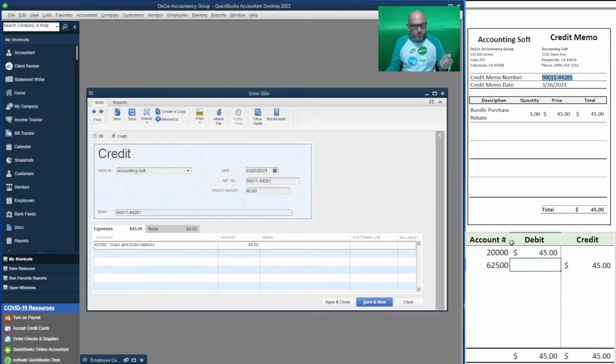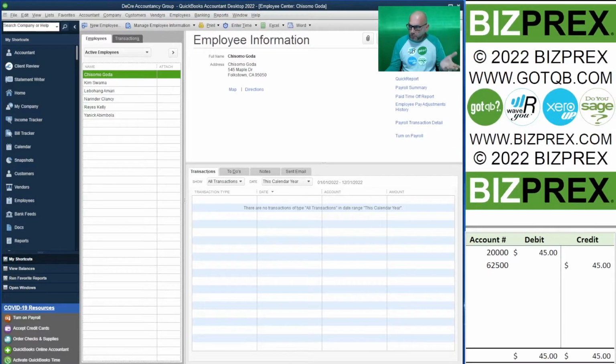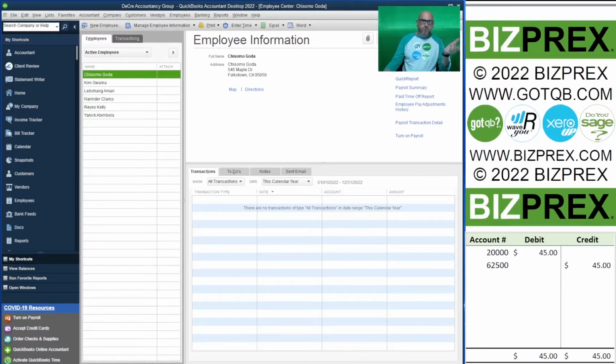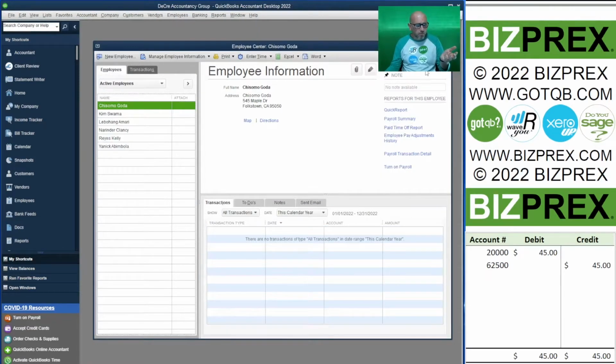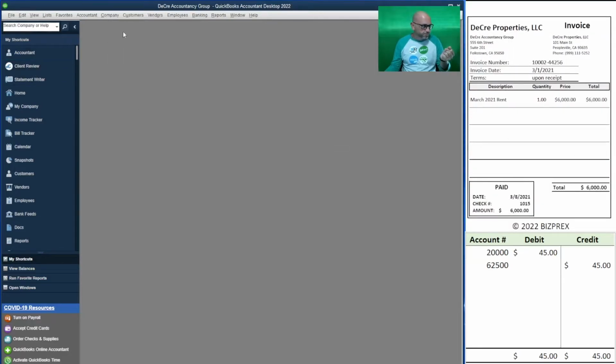What else is happening? Debits reduce liabilities. And that's what we did. This 45 reduces accounts payable. They owe less money. All right. So that's that. Date is correct. Save and close. Right. So we're done booking invoices from our vendors. We're done booking credit memos from them. Now we have to pay them. So let's go ahead and pay them.